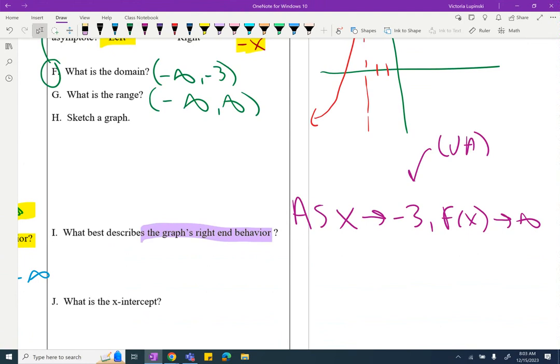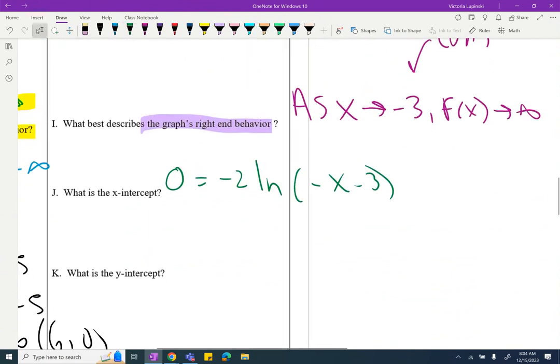Finally, the last two questions. What's the x-intercept? So put a 0 in for y. So 0 equals -2 times the ln of -x minus 3. A reminder of how you would find this. Again, if there's any algebra to do on the outside, you should do that first. And in this case, you can and should divide by -2.